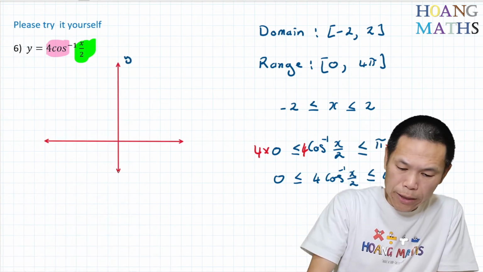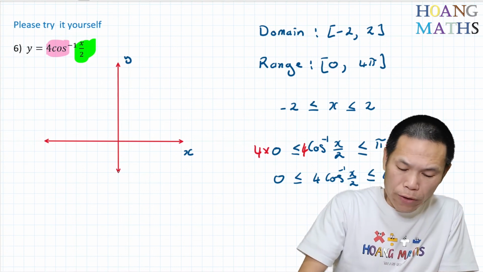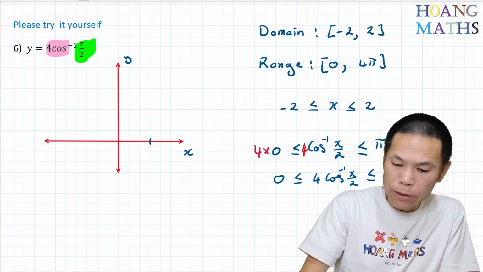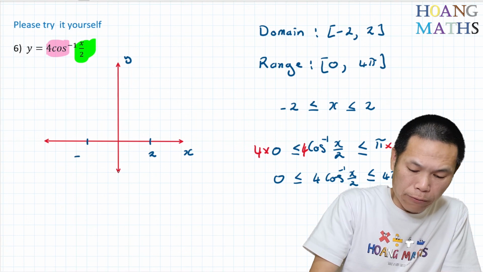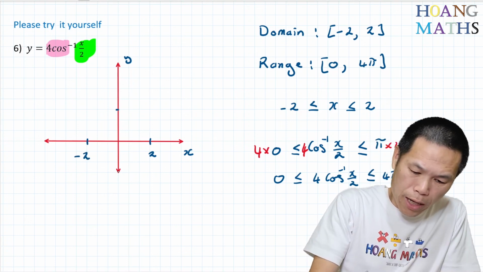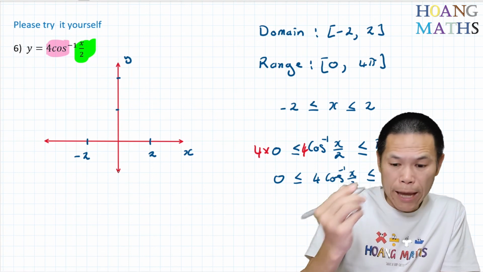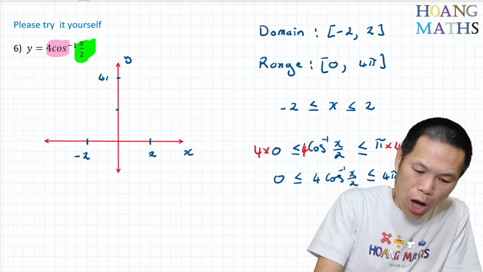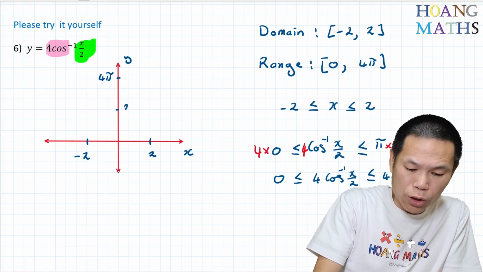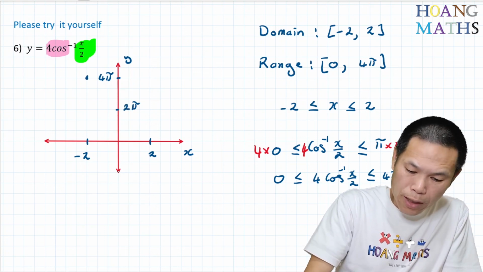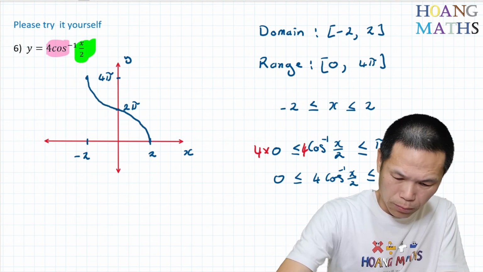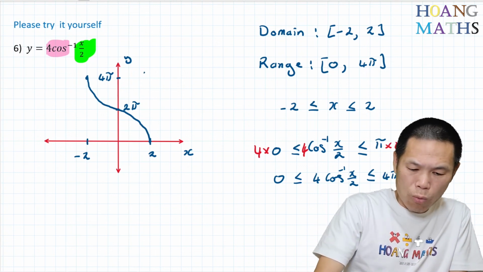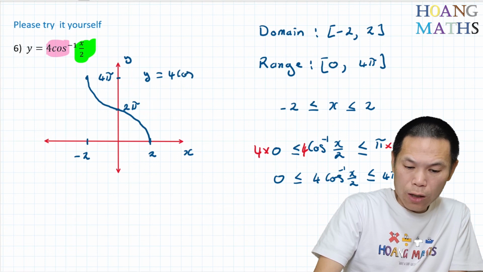So this is y, this is x. So remember, for inverse cos, this normally is 1, but this time is 2. And normally this is -1, but now is -2. And this is halfway, and this is normally pi, but now is 4 pi. So 4 pi, and this is halfway, so it should be 2 pi. And this is here, and we just join them up. So there you go. So this is y is equal to 4 cos inverse of x over 2.